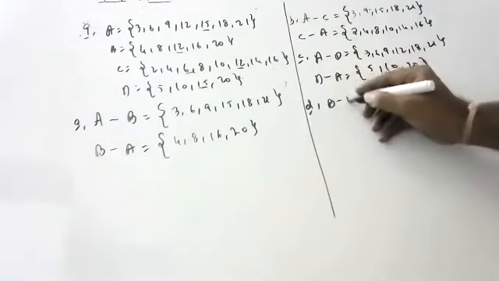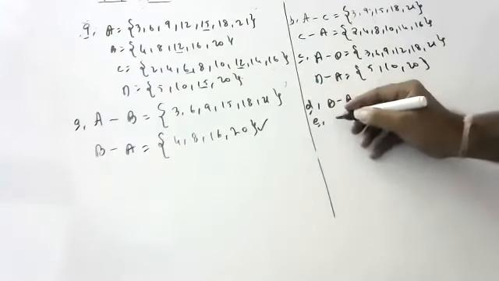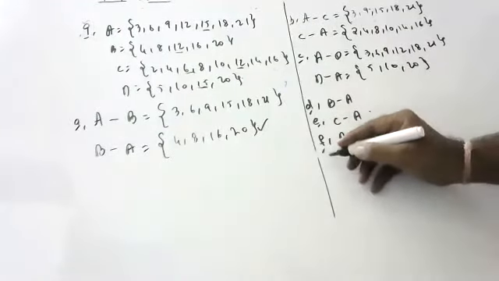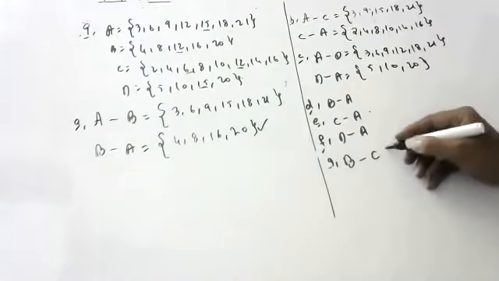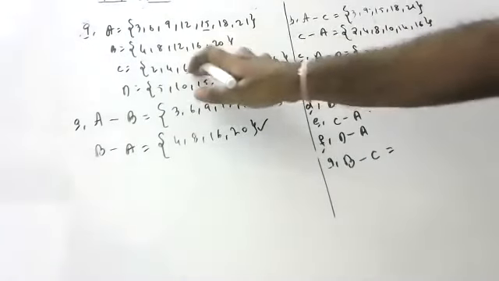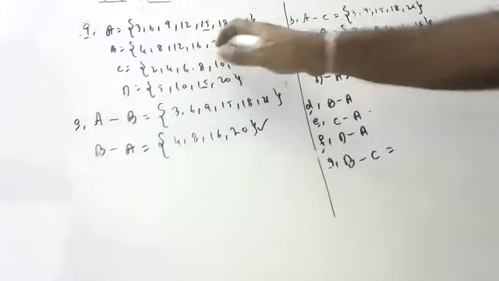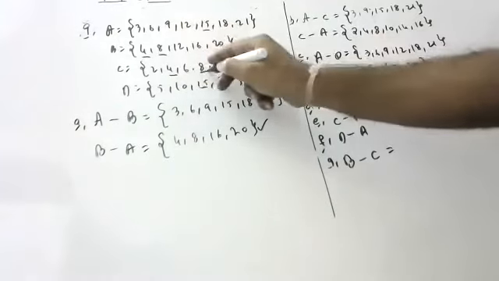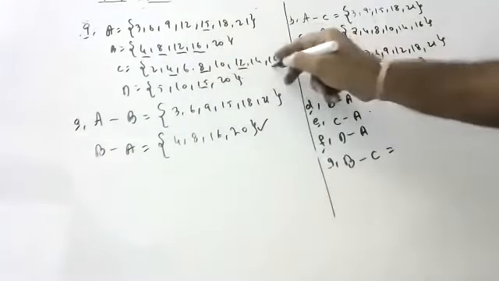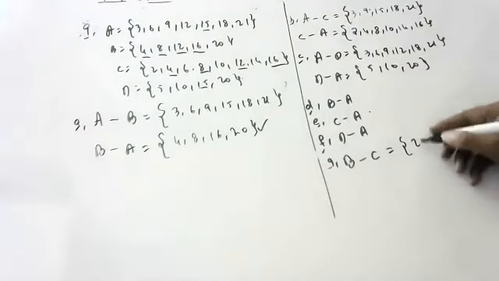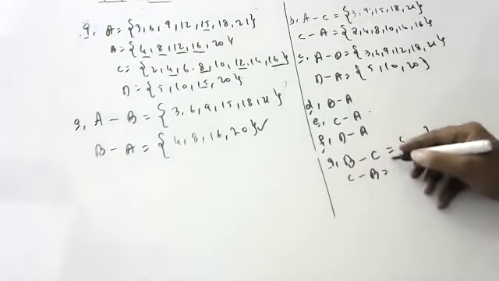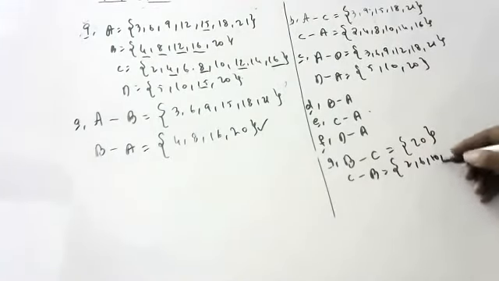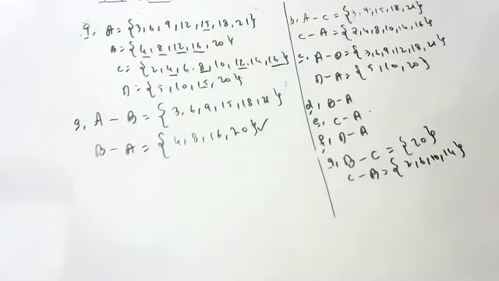Now, children, B minus A is asked, already we did. Now he's asking C minus A, already we did that. Now he's asking D minus A, already we did that. Now he's asking B minus C. We didn't do B minus C. In B and C, what are the common elements? 4, 8, 12, 16. So what is B minus C? 20. What is C minus B? 2, 6, 10, 14. Very good.